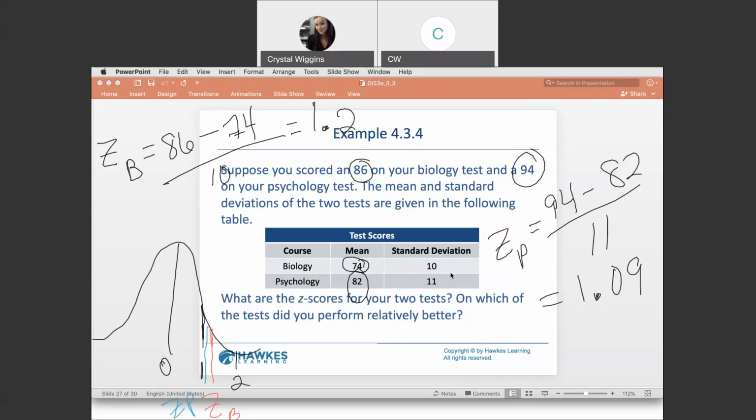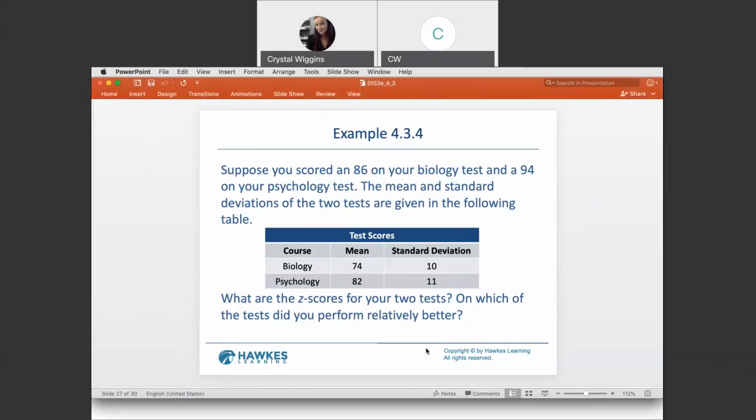So if you were looking at this, 0 is you did average, and anything to the right of 0 is you're above average. So the farther above 0 you are, the more above average you did. So that would mean that by a very slight margin, you did better on the biology exam than on the psych, and that is in reference to the rest of the class.